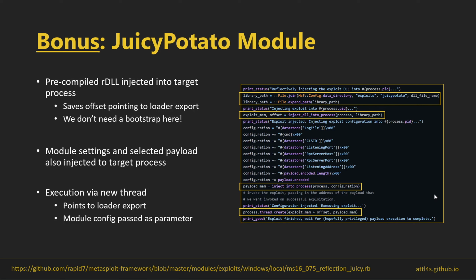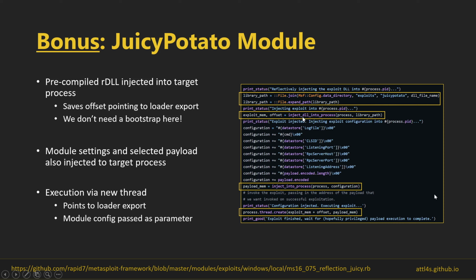Okay. So as an example, the Juicy Potato module. This is a precompiled reflective DLL, which is injected into a remote process to escalate privileges from a service account to system. So what we see here in the code is library path. It finds the precompiled DLL on disk, okay, on the Metasploit folder.